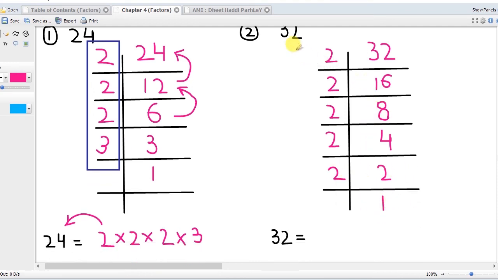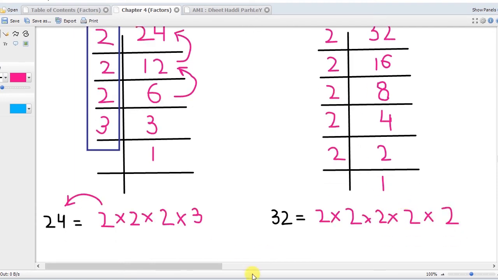So the prime factors for this number 32 that we are getting here are 2 times 2 times 2 times 2 times 2. So there are 5 number of 2's, or we can write this as 2 raised to power 5. So either you can write your answer this way or this way, both are correct representations of your final answer, right?